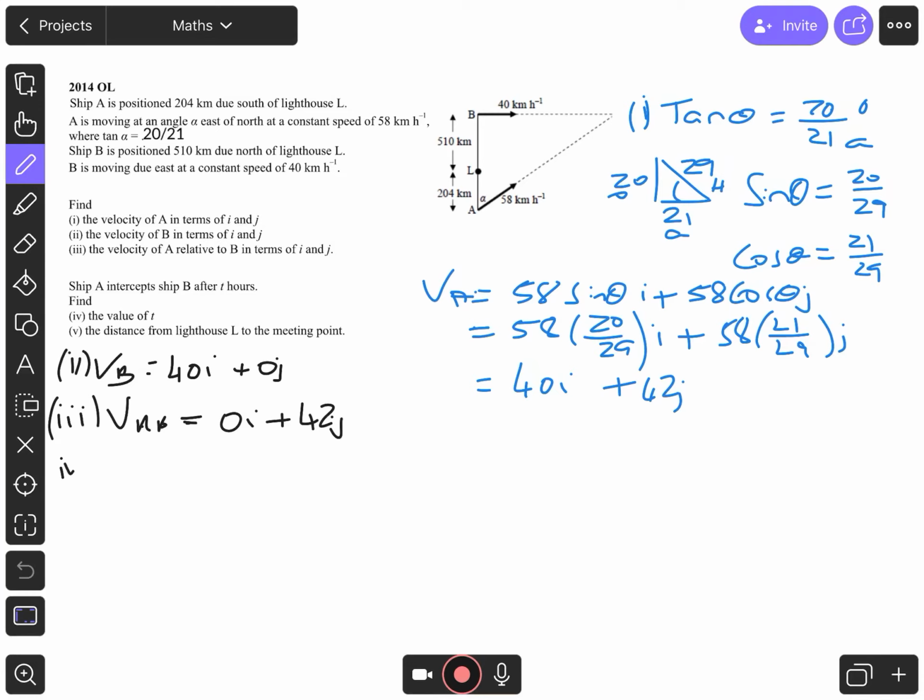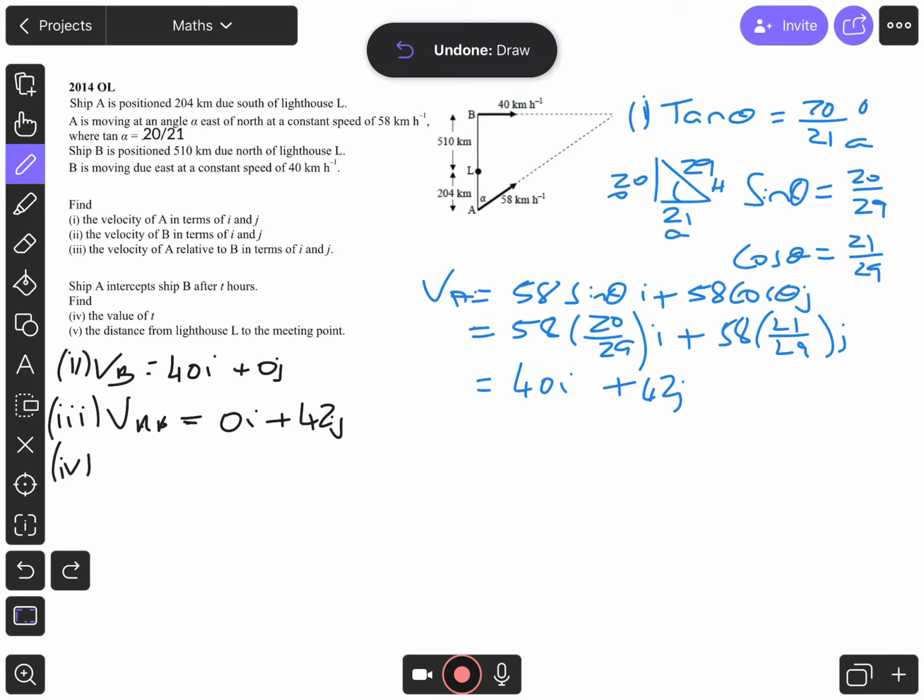Part four of this question asks us to take a look at ship A intercepting B after T hours. This is our interception. Ship A intercepts ship B at T hours, find the value of T. What we know from what we've done is that they're both going 40 kilometers an hour in an east direction. So we don't need to worry about the easterly direction at all. All we need to look at is that A is going 40 east, and it's also going 42 north.